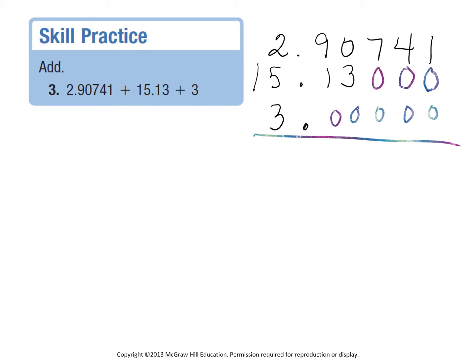And again, I'm going to add. Now I'm going to line them up vertically, and I can add zeros on. The number 3, we assume the decimal point comes after the 3. It's 3 ones and then 0 in the rest of these places. And so then I just go ahead and add the columns vertically. And I leave the decimal point where it is lined up. And I end up with 21 and 3,741 hundred thousandths.